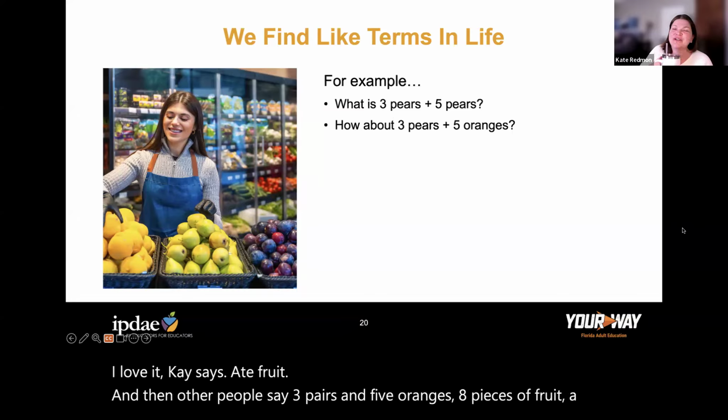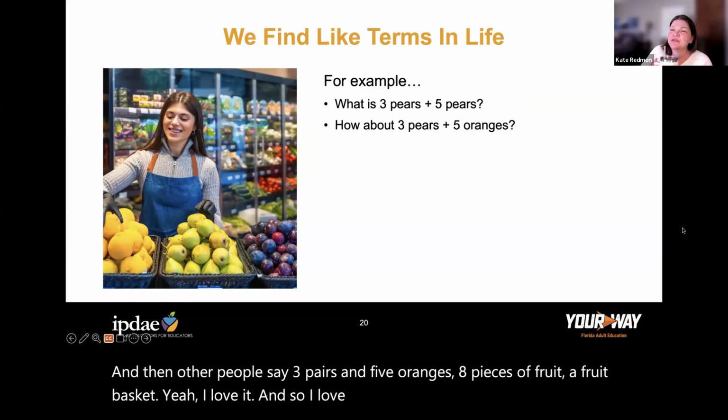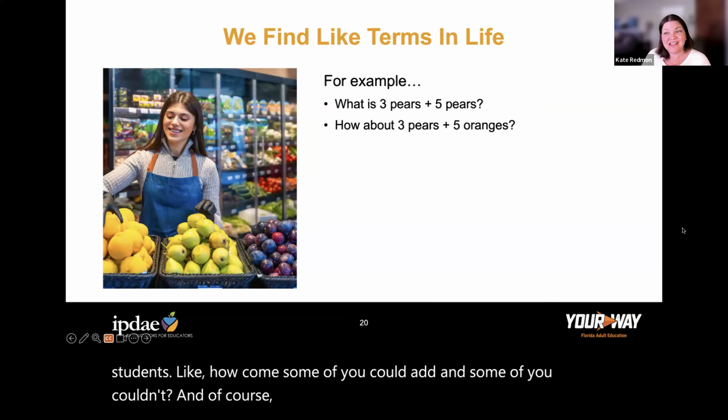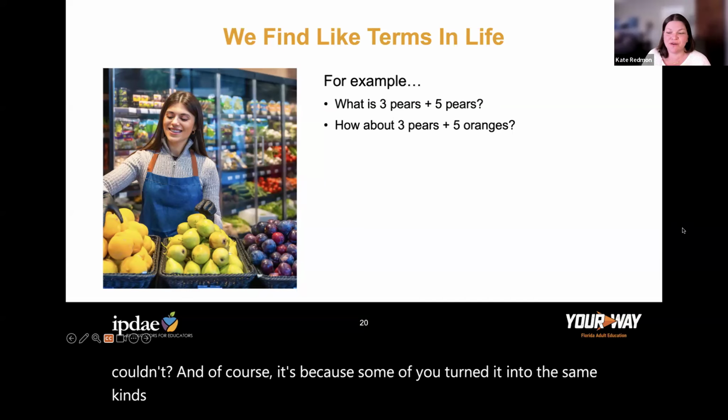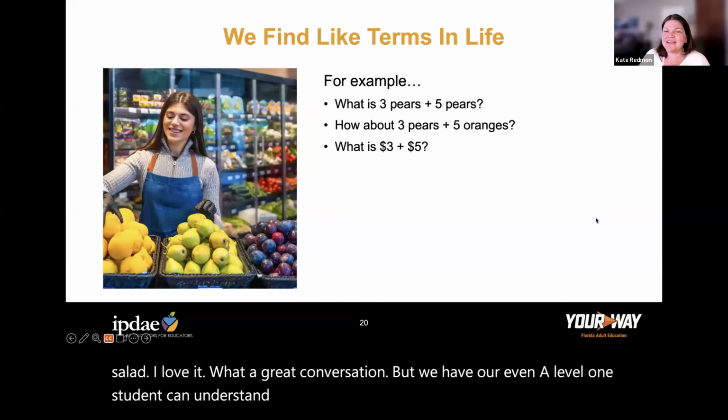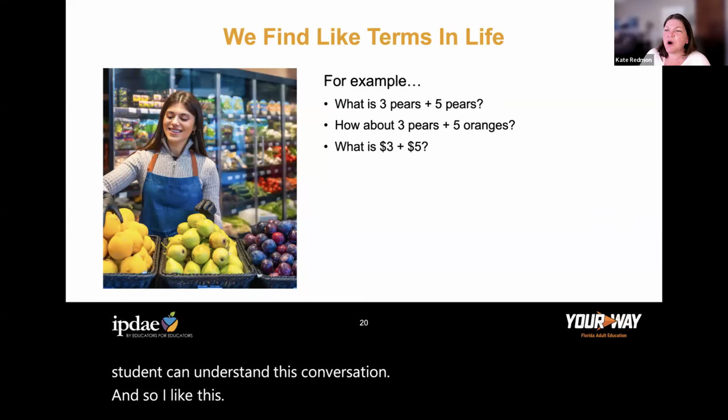Yeah, I love it. And so I love having that conversation with my students. Like, how come some of you could add and some of you couldn't? And of course, it's because some of you turned it into the same kinds of things when you said fruit, right? And one student said fruit salad. I love it. What a great conversation. But even a level one student can understand this conversation. And so I would keep going with a lot of real world examples.